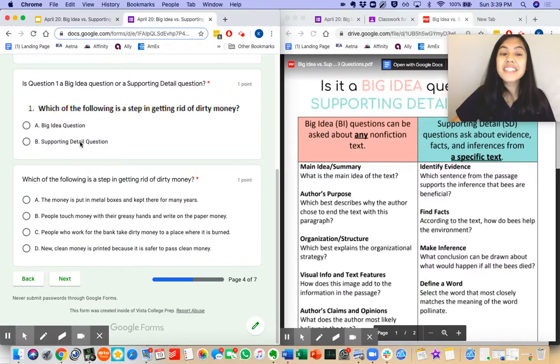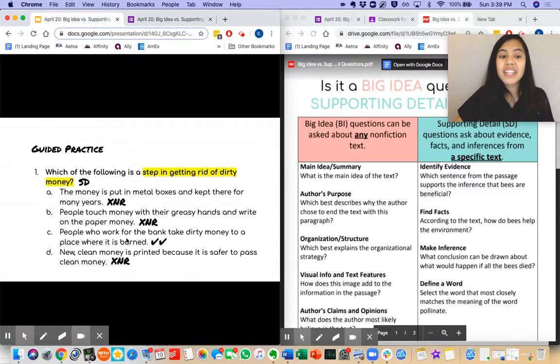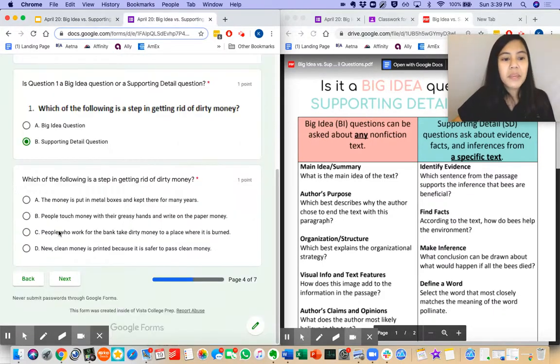So I'm going to select letter B. Which of the following is a step in getting rid of dirty money? We found that the correct answer was C. People who work for the bank take dirty money to a place where it is burned. Friends, go ahead and pause your video and write that down if you haven't already. Good. Let's move on to the next one.